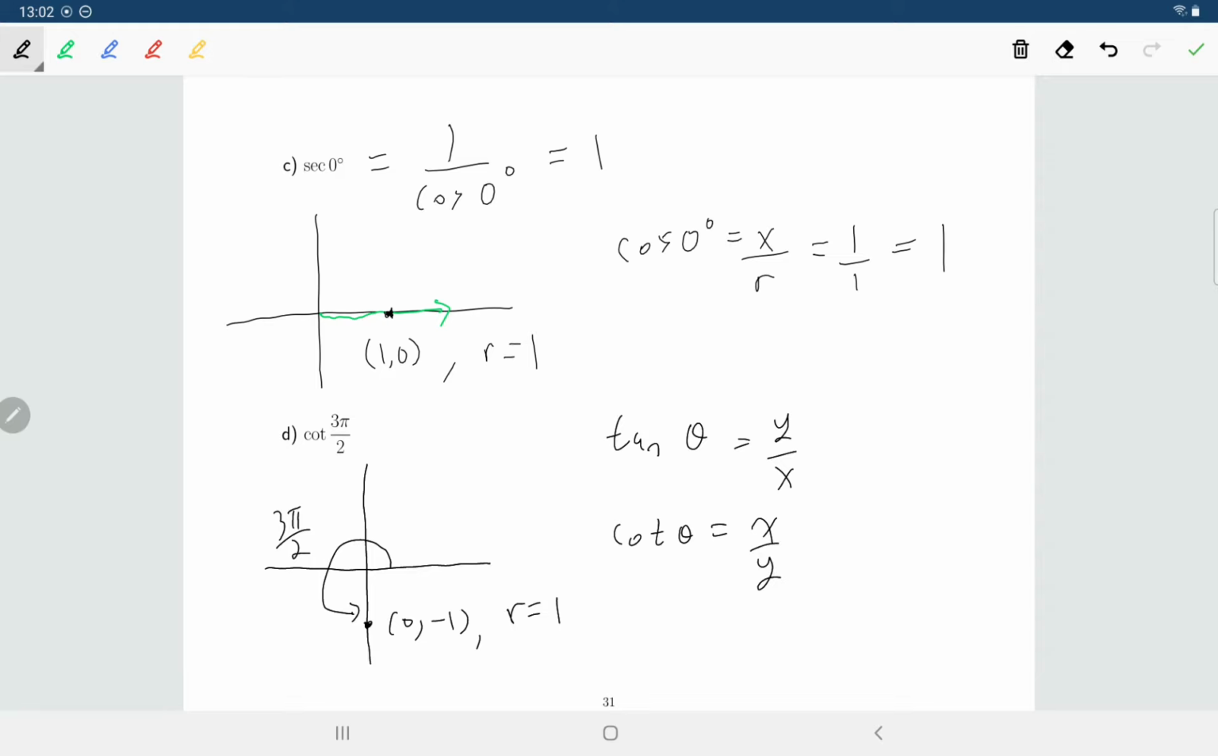So in this case, if we're looking for cotangent of 3 pi over 2, that should be the x-coordinate over the y-coordinate, 0 divided by -1, which is 0. There we go. So we've got ourselves cotangent of 3 pi over 2, or in other words, cotangent of 270 degrees is 0.